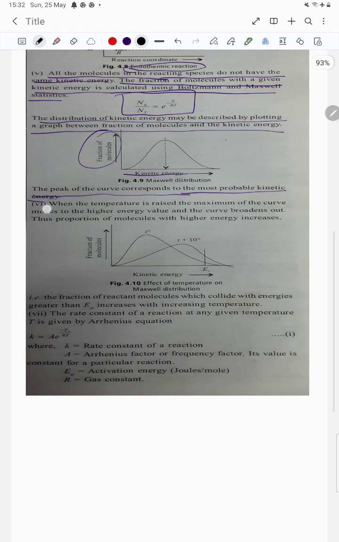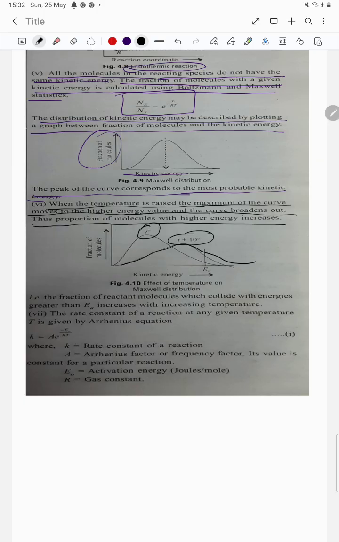Now, when the temperature is raised, the maximum of the curve moves to a higher energy value and the curve broadens out. Thus the proportion of molecules with higher energy increases. So here it is T and this is T plus 10. The proportion of molecules increases. The fraction of reactant molecules which collide with energy greater than activation energy increases with an increase in temperature.